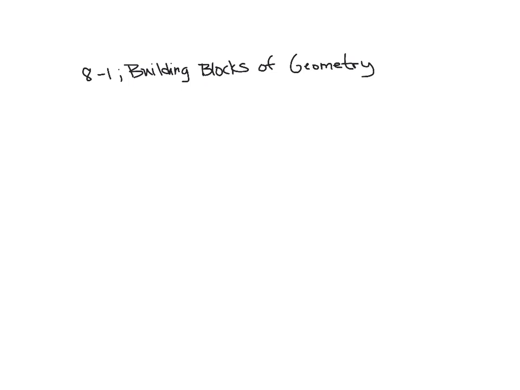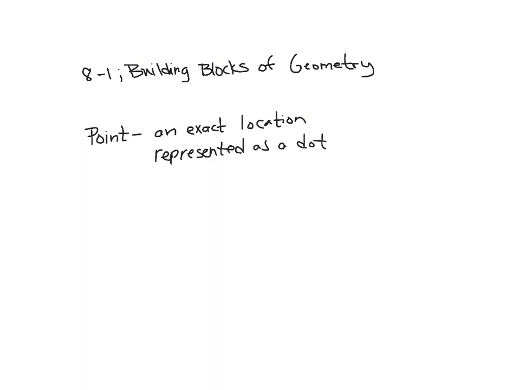Alright, we have vocabulary to go over. A point is the first one. It is an exact location. Okay. It's represented as a dot. And you name it with a capital letter. So like point A. Okay?